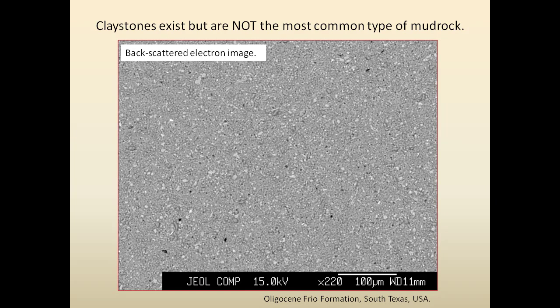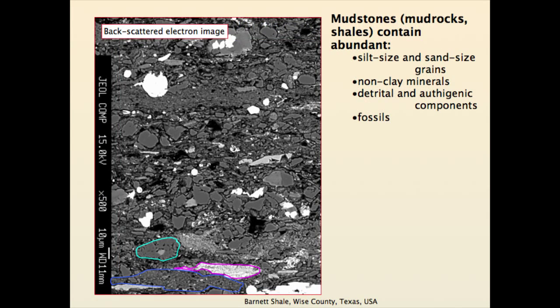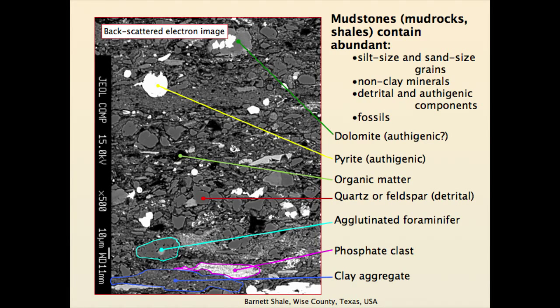But what I'm here to tell you is that most mudrocks do not look like this. Most mudrocks look like this. This is Barnett Shale. And what you see here is that it's a very complex assemblage of clay and silt-sized and even sand-sized particles of many, many different mineral compositions. And also there's biologic material in here. It's a very, very complex material.